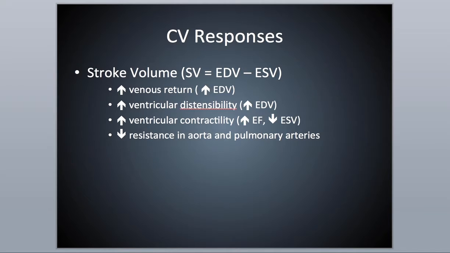Now, there's also going to be a decrease in resistance in the aorta and also the pulmonary arteries. They're going to vasodilate, so they're going to get a little bit wider, at least the lumen, the hole for the blood to flow through is going to get a little bit wider, so the resistance is going to be decreased.